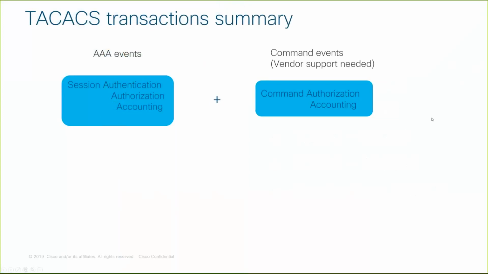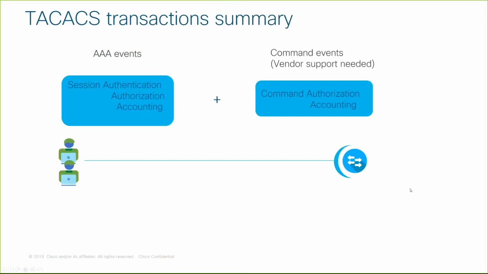All right, we talked about TACACS, right? And we also talked about the AAA events and 2 special events called command events. What is the significance of this? We will look at that in a little bit. Now, when you look at the combination of these events, you have 5 different events: the session, authentication, authorization, accounting. We saw that, and we saw the command authorization and command accounting as well, right?